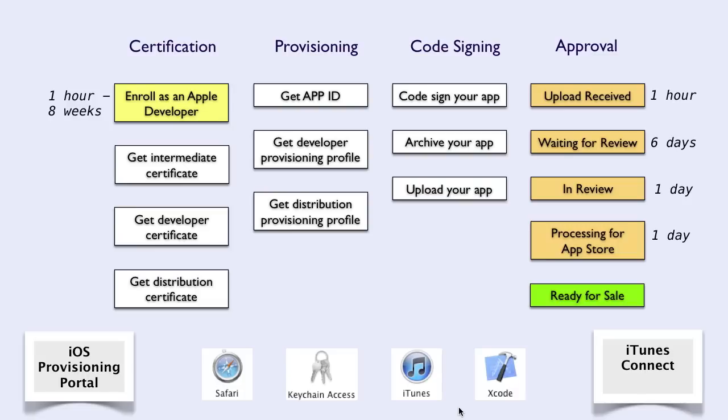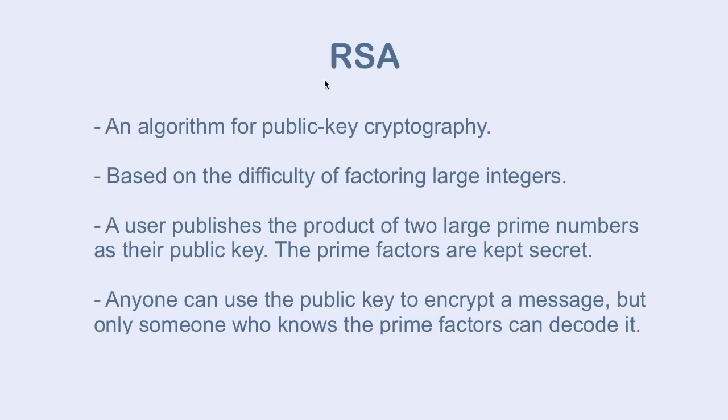Let's begin with the certification group. In order for Apple to certify you, they need to establish a secure two-way communication with you. And there is a standard way of doing that, called public key cryptography. The one that Apple uses is RSA. RSA is an algorithm for public key cryptography. It is based on the difficulty of factoring large integers. A user publishes the product of two large prime numbers as their public key. The prime factors are kept secret. Anyone can use the public key to encrypt a message, but only someone who knows the prime factors can decode it.